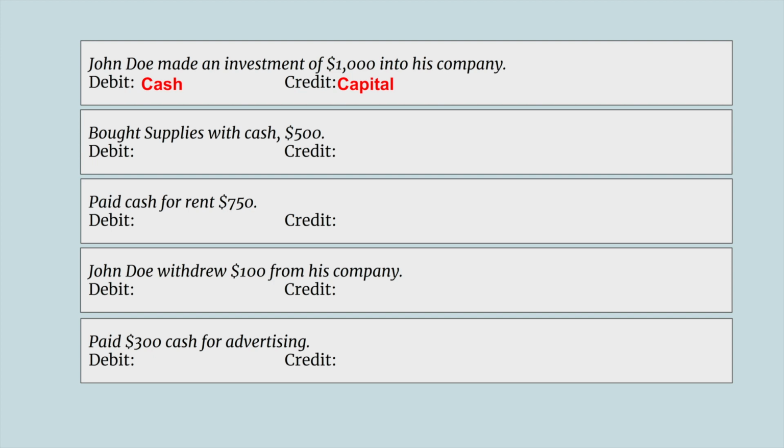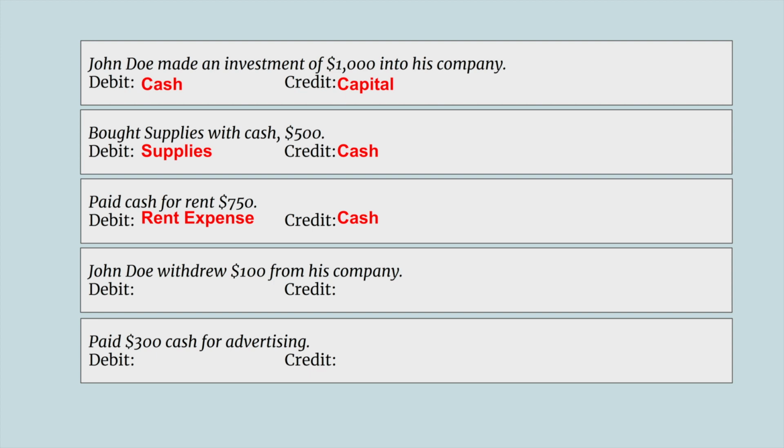Next one, we bought supplies with cash for $500, so therefore we are going to debit supplies and credit cash. Our cash is decreasing and our supplies is increasing. Next one, we paid cash for rent, $750, so our cash is going down and rent expense is going up. So we are going to debit rent expense and we are going to credit cash.